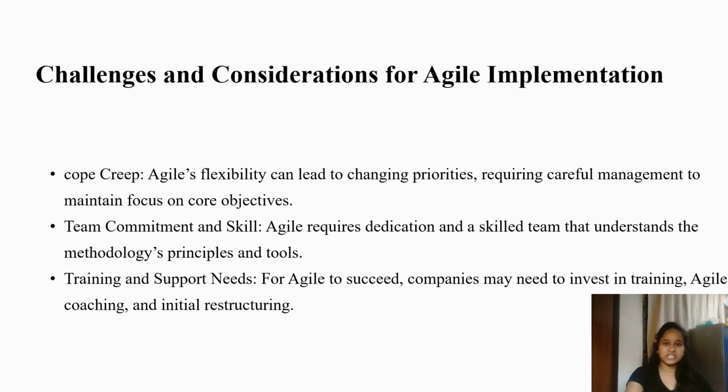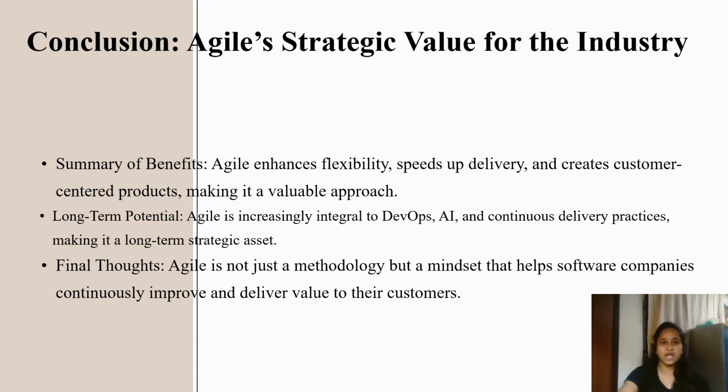And challenges and considerations for agile implementation. First one is scope creep, which means agile flexibility can lead to changing priorities, requiring careful management to maintain focus on core objectives. And team commitment and skill. Agile requires dedication and a skilled team that understands the methodology, principles, and tools. And training and support: for agile to succeed, companies may need to invest in training, agile coaching, and initial restructuring.